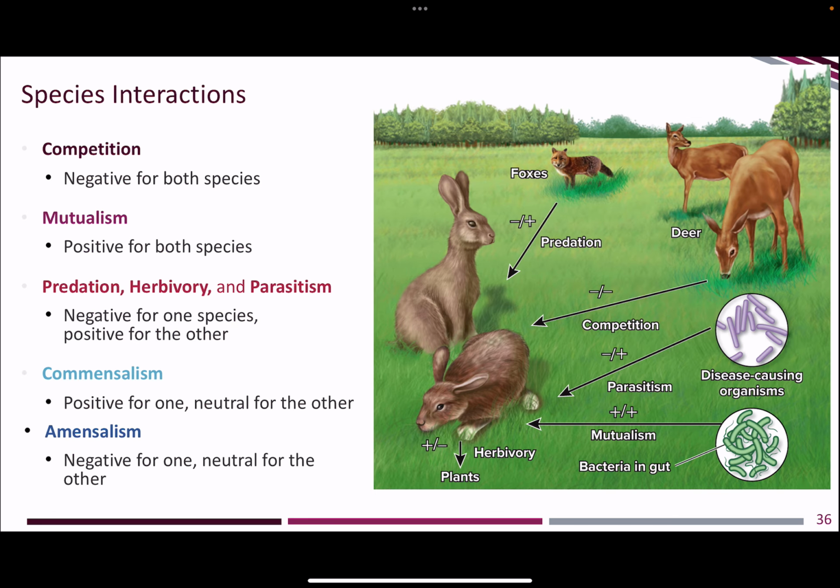So we are kind of moving here from population interactions to community interactions. So a community, remember, is all of the living organisms. So we are looking at the community level, which is the interaction of populations. So we're looking at how organisms interact with other organisms of a different species.